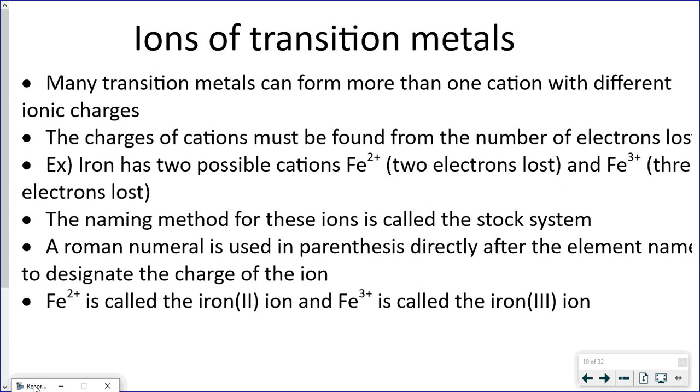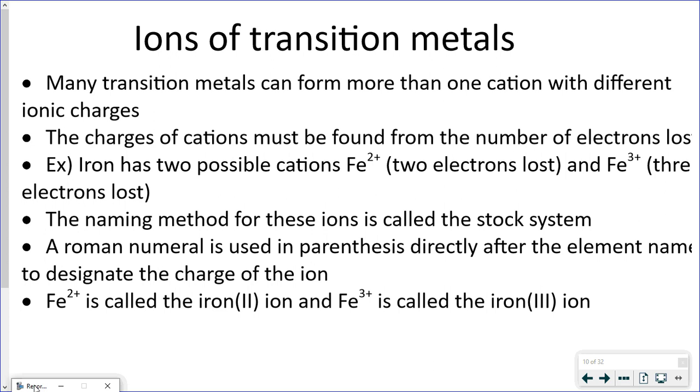Hey guys, we're going to pick up where we left off before break. We are going to look at whenever we have ionic compounds that have transition metals. So far, we've only done ionic compounds with the representative elements. Transition metals are a little bit different because they can form cations that have different ionic charges. So we have to be able to know which charge we're dealing with at any point in time.